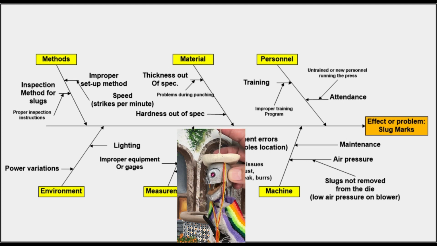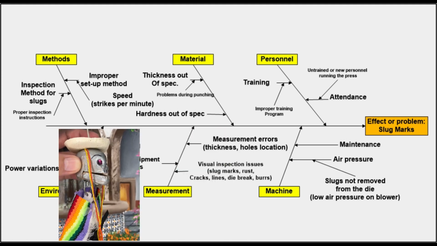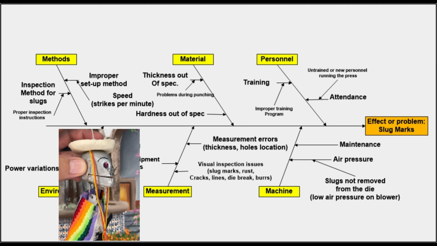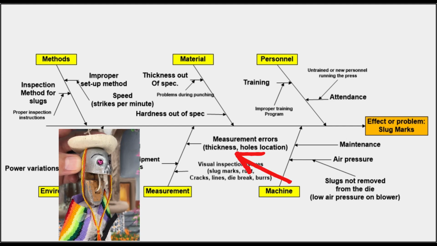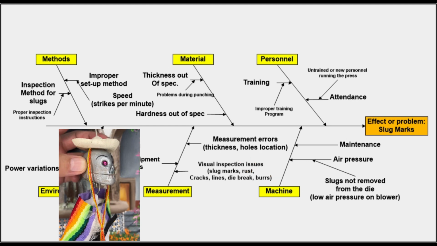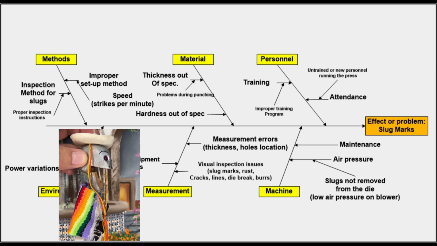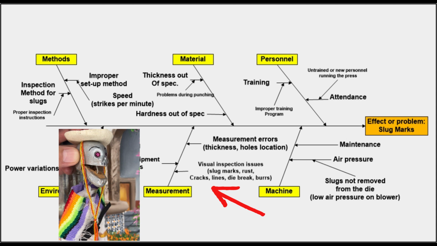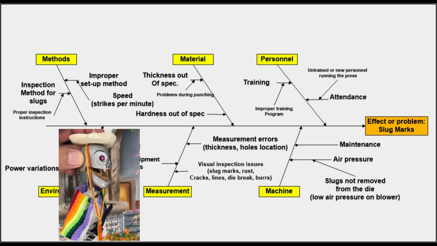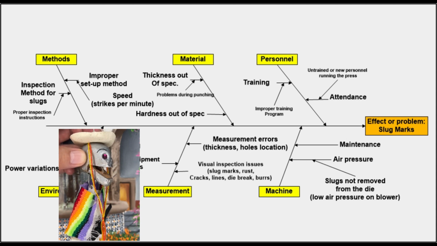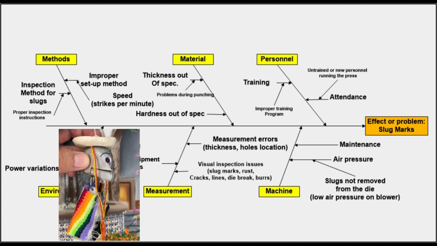For measurement, they looked into possible measurement errors. Same as before, we're not talking about human errors. We're talking about measurement errors, which I will discuss in an MSA video. They also looked into visual inspection issues. I know, visual inspection is not really a measurement, but you can put it here since it is associated with inspection. None of these was found to be the root cause of the problem.